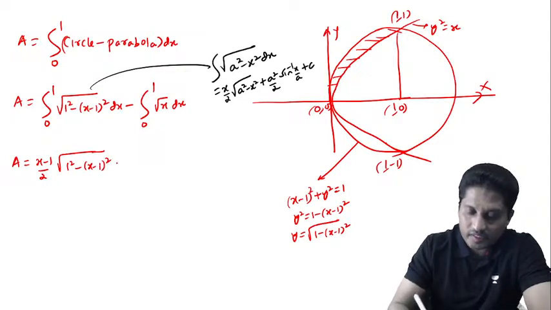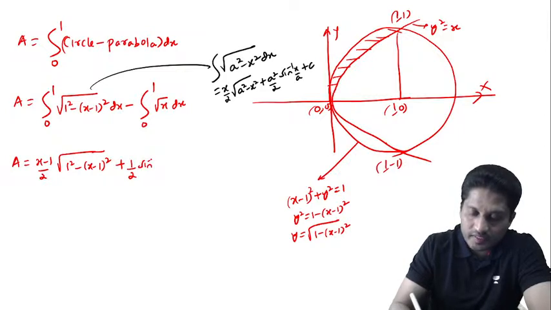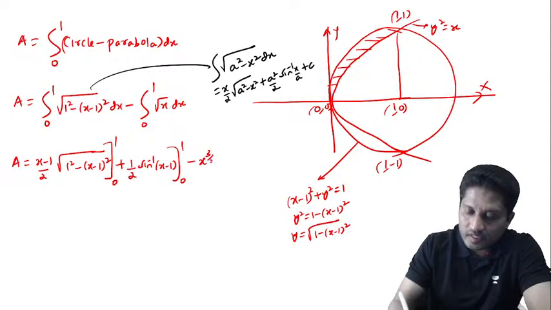Root of a square minus x square plus a square by 2, that is 1 by 2 sine inverse of x by a, sine inverse of x minus 1, between the limits 0 to 1. This is also between the limits 0 to 1. Integration of x power half is 3 by 2 by 3 by 2, between the limits 0 to 1.